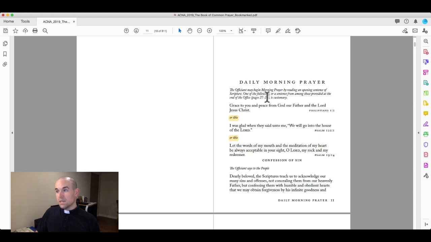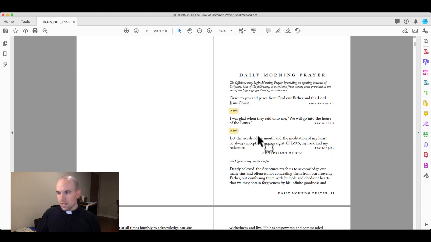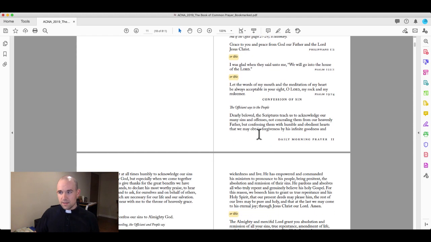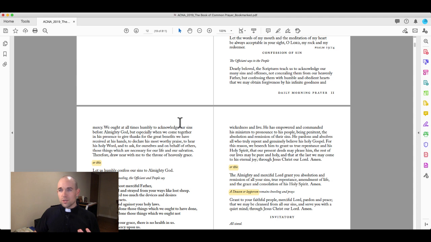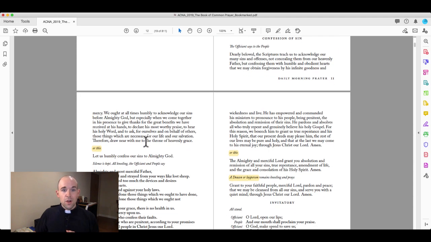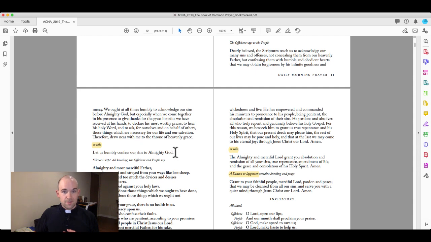It says on pages 27 through 29, you're given even more options that you can use, and those options are keyed to the different seasons and times during the church year. Okay, so that's just one example of a choice that you're given. You're also given the choice between whether you want to do the long introduction to the confession of sin or the short introduction to the confession.